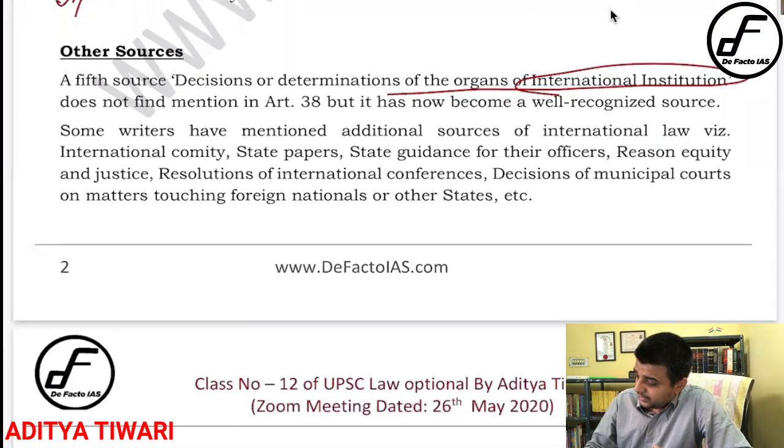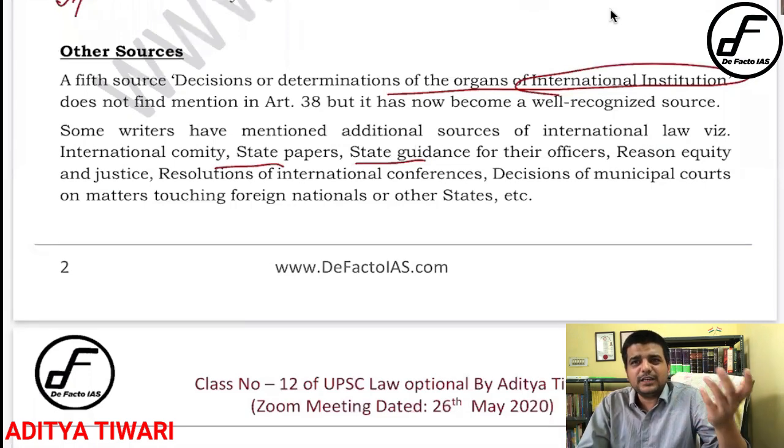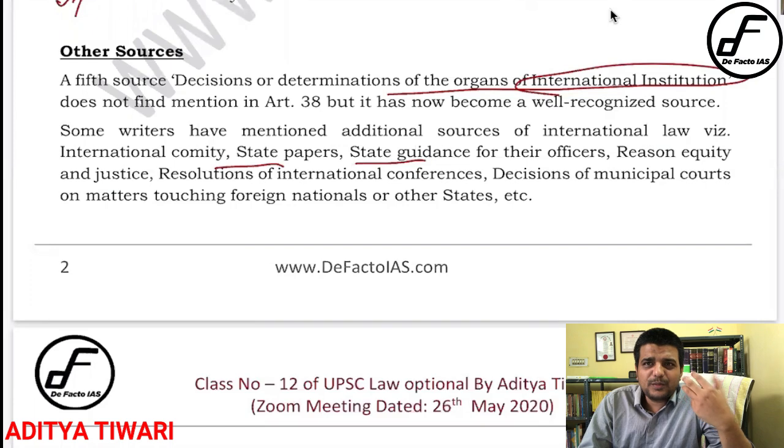Then other than that, the state papers and guidance of their officers, right? So if there is a state paper, it means a judicial paper with respect to a particular state or a policy document with respect to a particular state, that can be taken as evidence of the custom. Okay, for example, a minister goes and says something, and a policy document is issued by the Ministry of Foreign Affairs with respect to particular trading routes or particular disputes, right? So then it can be said that it is a part of international law with respect to your country.